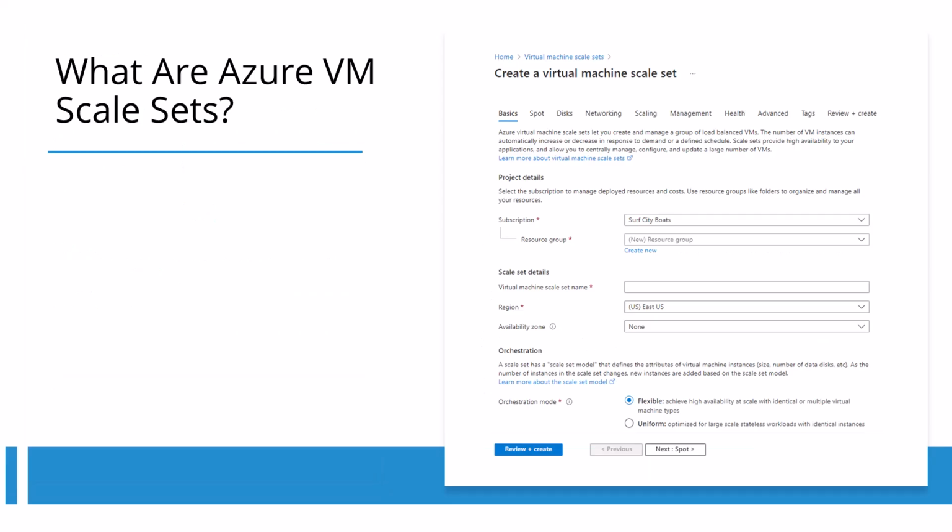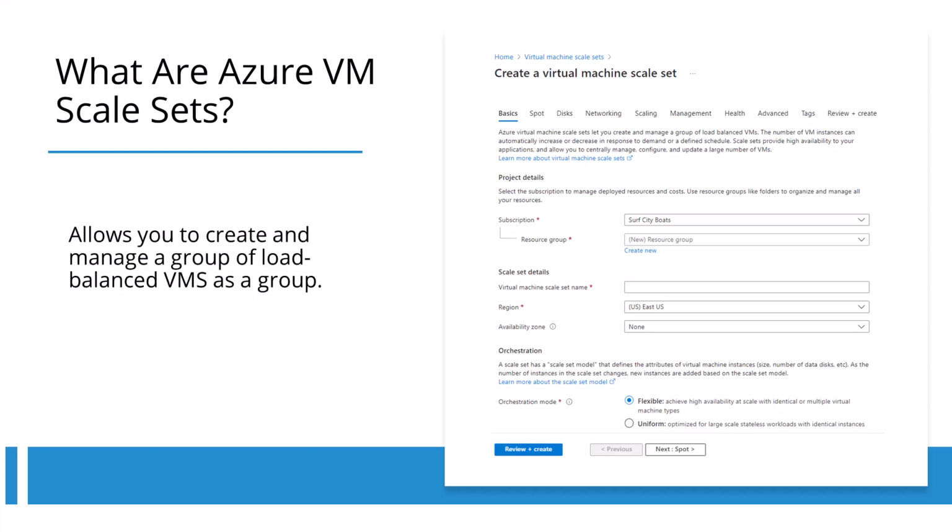So what exactly are VM scale sets? Well, a scale set is an Azure resource that allows you to create and manage a group of identically configured load-balanced virtual machines as a group. The beauty of VM scale sets is that they automatically scale the number of VM instances up or down in response to either demand or on a defined schedule.